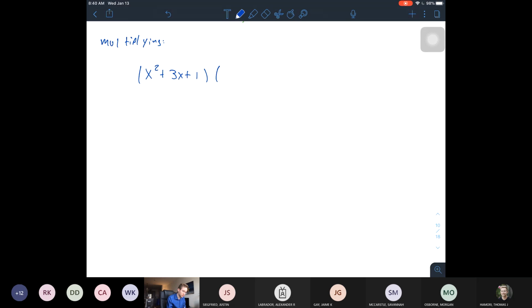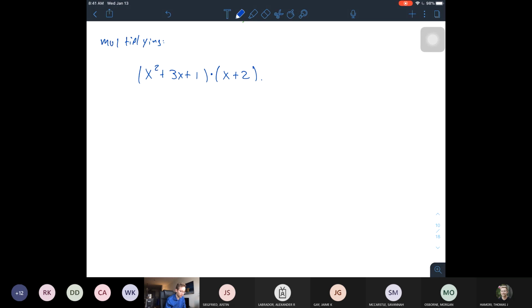So we'll do x squared plus 3x plus 1, and we'll multiply that times, I don't know, x plus 2. We'll multiply these two polynomials together. The thing that we need to remember is we need to take each term of the first polynomial and multiply it by each term of the second polynomial.